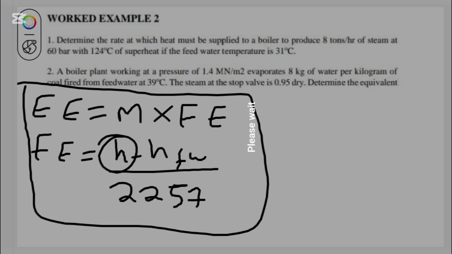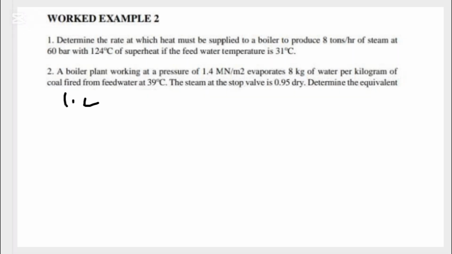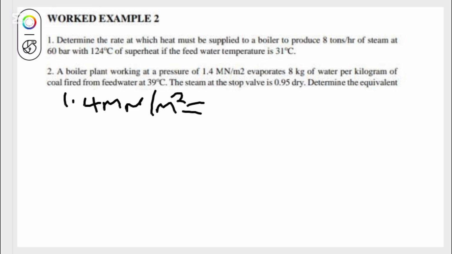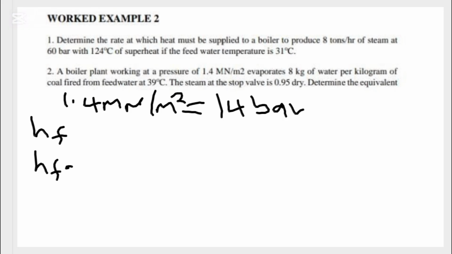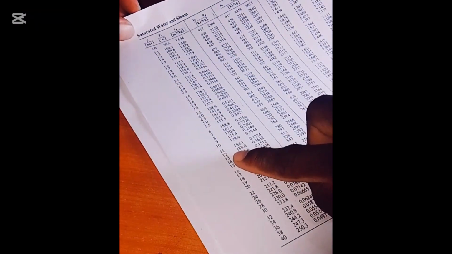So the next thing that we are going to do here is that from the steam at 14 bar, because this 1.4 MN per meter square, if I am to convert it to bar, it will now become 14 bar. So from the steam table, what will be our H of F and what will be our H of FG? So let's check the steam table and see. So from the steam table, we are asked at 14 bar. So you have to take a look at 14. So this is saturated water and steam.